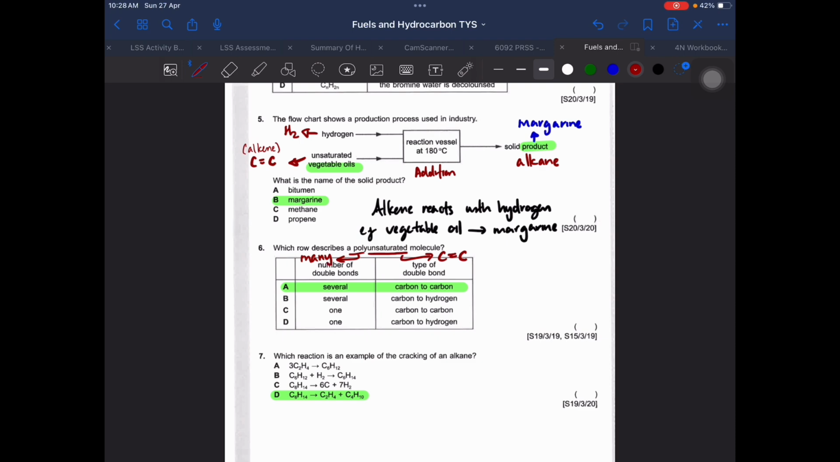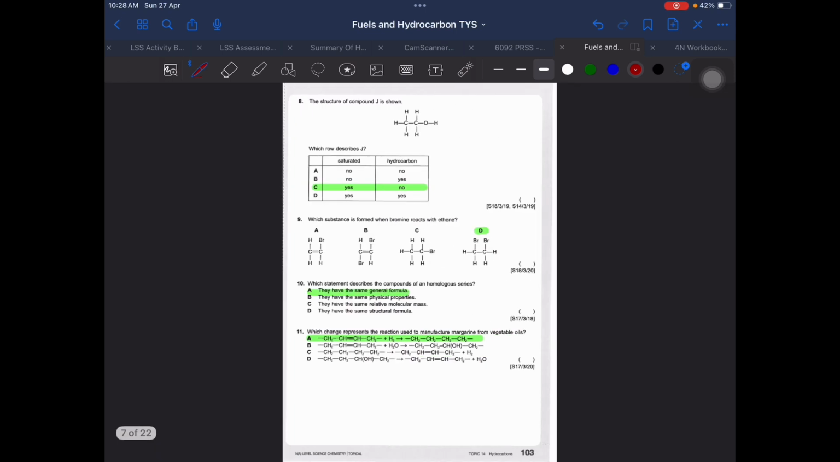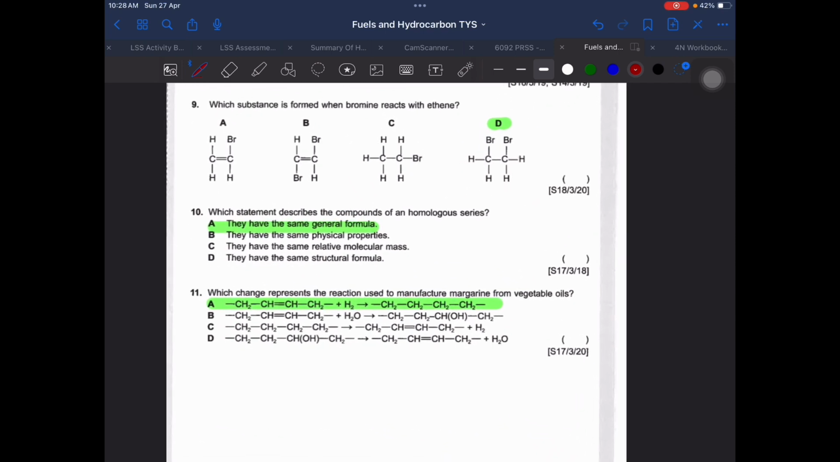So the question here will be how many carbon to carbon double bonds. That's for question 6. Alright, and then let's move on to the next page. For page 103, I would like us to go through question 9 as well as question 11. So zooming into question 9 and question 11.